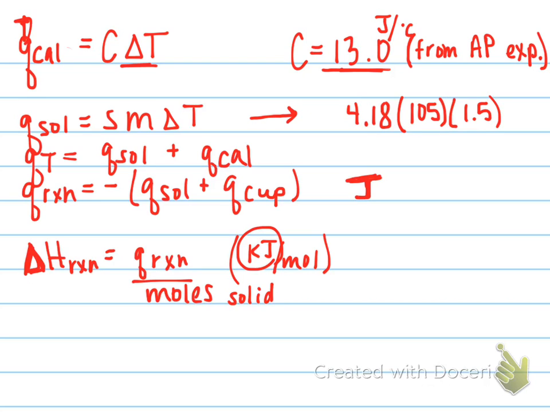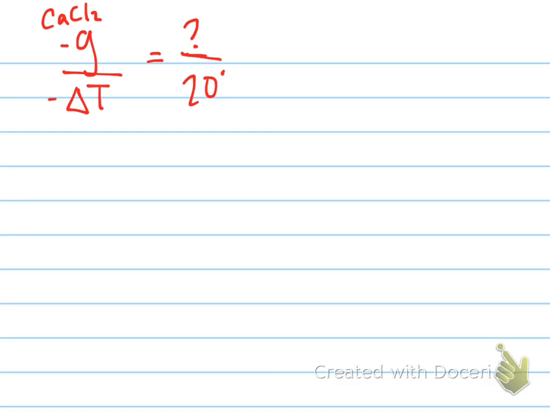We're going to use a little proportion here. We're going to say this many grams of our substance changes our temperature this much. So how many grams of our substance can change it 20 degrees? You're going to put in your values for calcium chloride, how many grams you used and how much the temperature changed, and that'll tell us how many grams of calcium chloride we need to change it 20 degrees. Does that proportion make sense?